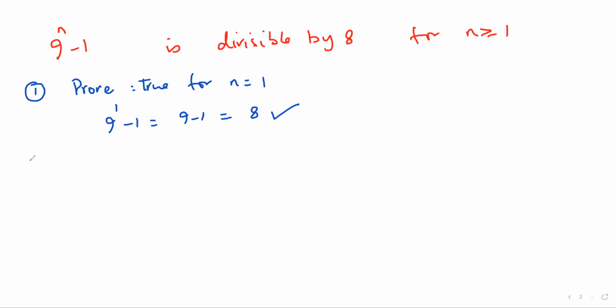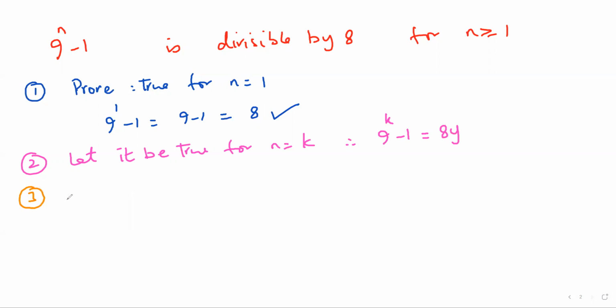Then the next step, you will say, let's assume it to be true for n equal to k. Therefore 9 raised to power k minus 1, suppose this will be 8y. 8 times y, 8 into anything, is obviously divisible by 8. Now the third step is the main step where your mathematics is tested. You will prove that this is true for n equal to k plus 1. So this now becomes 9 raised to power k plus 1 minus 1. I'm stopping here, but you have to handle this.